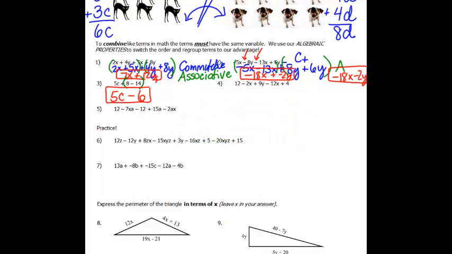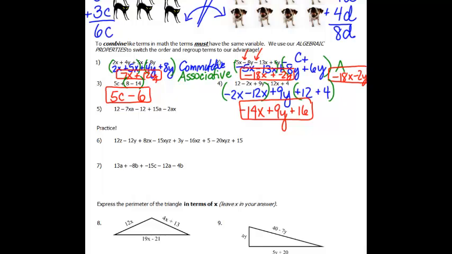Number 4: 12 minus 2x plus 9y minus 12x plus 4. Well, again, I want to combine everything. Typically in math, our variables always go in alphabetical order, and then our constants or non-variable terms go last. So I'm going to start with my negative 2x. Again, notice I took that negative with the 2x. I'm going to subtract 12x. Then I'm going to add 9y. Then I'm going to add 12. And then I'm going to add 4. I've really used the commutative property a bunch of times there. Then I'm going to regroup so that I do these guys together and I do these guys together. And my final answer would be negative 14x plus 9y plus 16.